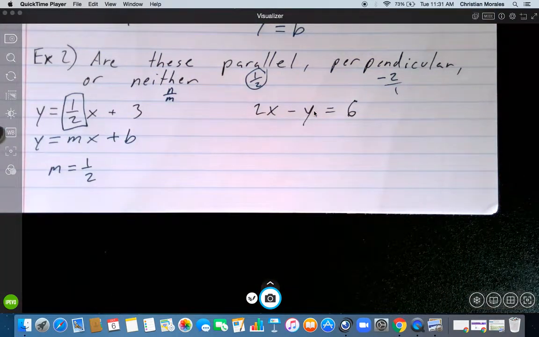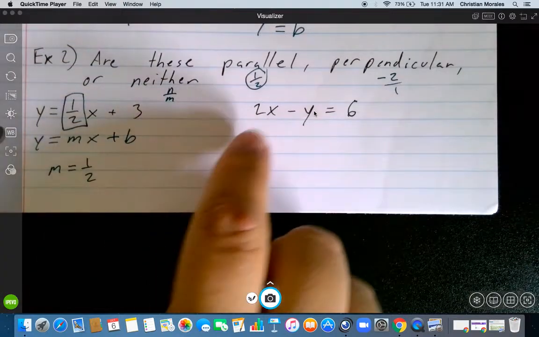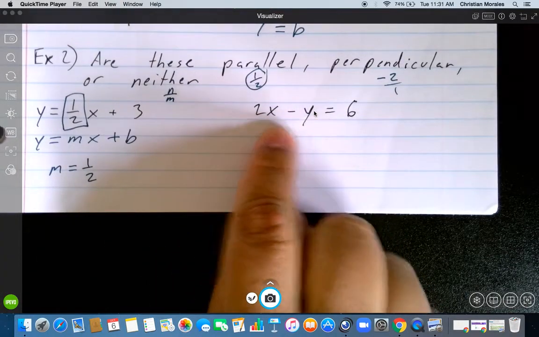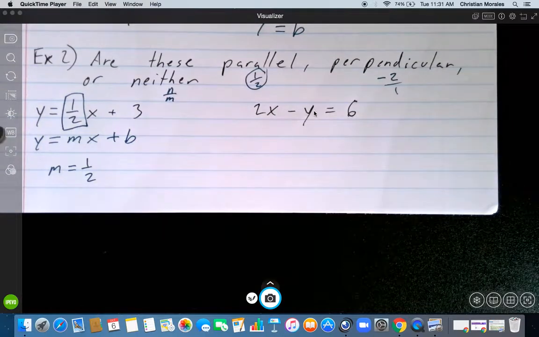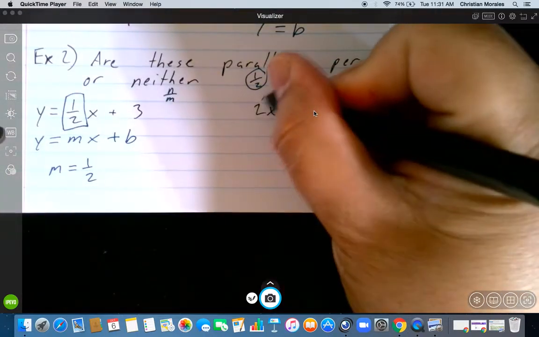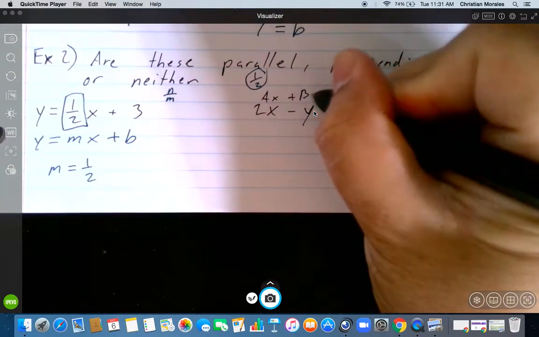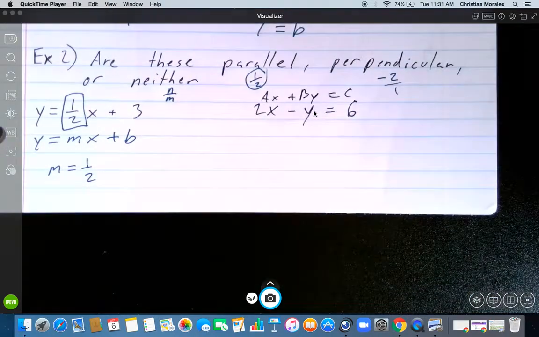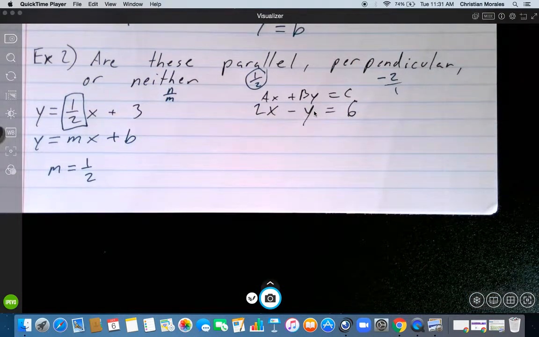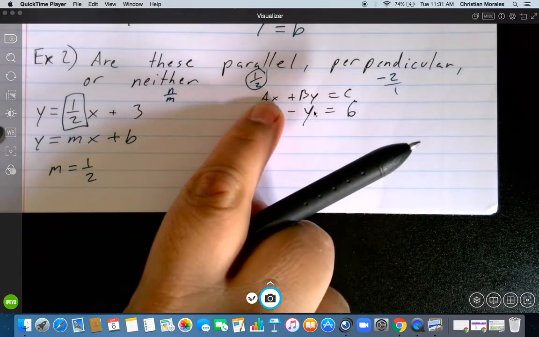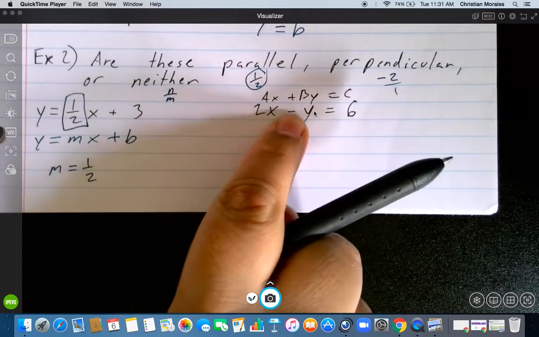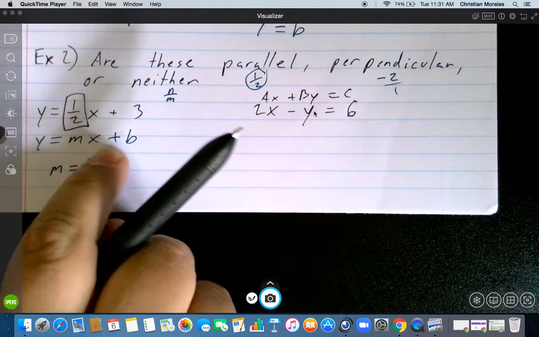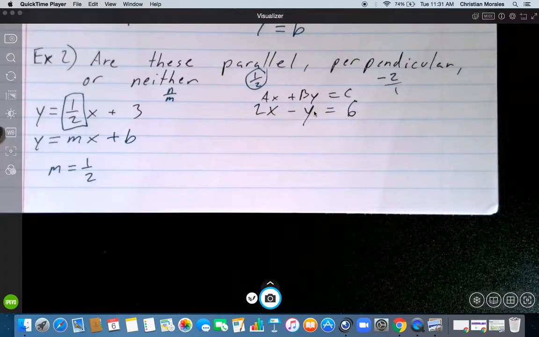Okay? So, to figure it out, we need to identify the slope here. But this is written in standard form. So you guys remember standard form? You have your AX plus your BY equals C. It's written in standard form. To compare them, I need to turn this into this. I need to go from standard to slope-intercept. So we're going to solve for y.